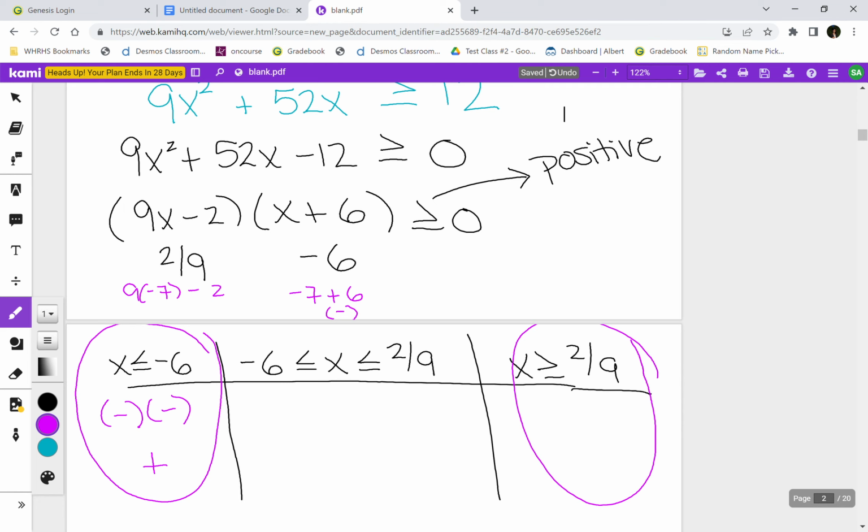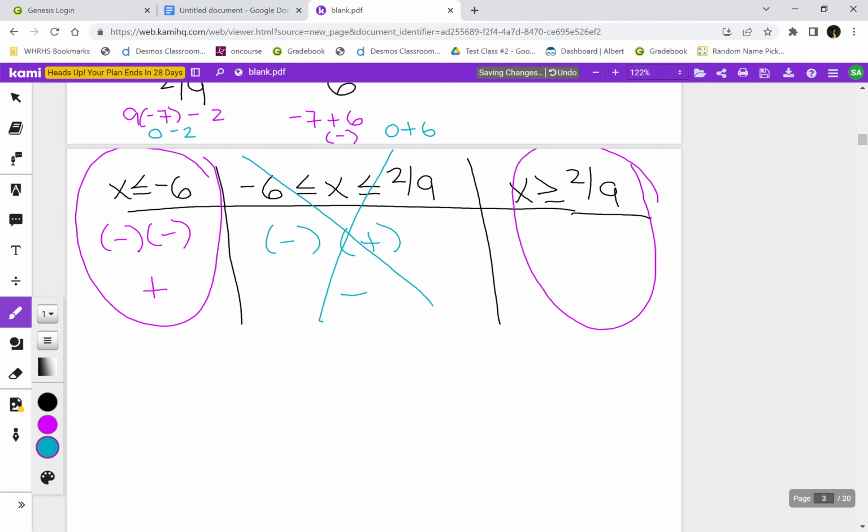Let's check the middle one. I'm going to choose 0 for the middle number. So we have 0 minus 2 is a negative. 0 plus 6, isn't that a positive? A negative times a positive is a negative. So this one does not work.